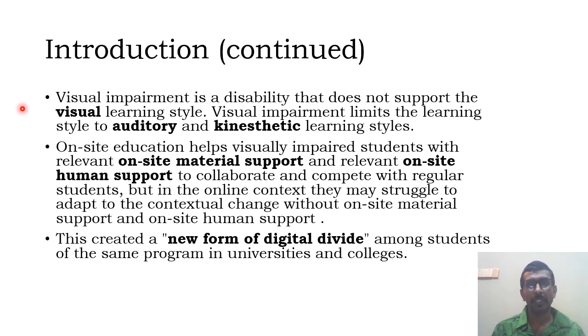Visual impairment is a disability that does not support the visual learning style. Visual impairment limits the learning style to auditory and kinesthetic learning styles. On-site education helps visually impaired students with relevant on-site material support and relevant on-site human support to collaborate and compete with regular students. But in the online context, they may struggle to adapt to the contextual change without on-site material support and on-site human support. This created a new form of digital divide among students of the same program in universities and colleges.